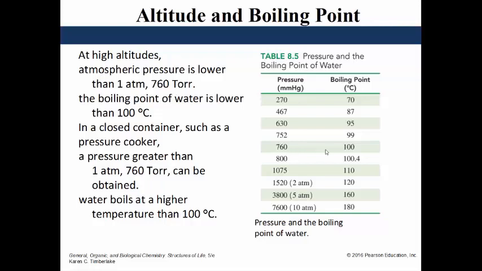The normal sea level here, 760 millimeters of mercury, which is equal to 1 atmosphere. Water will boil at 100 degrees Celsius. The higher in elevation you get, the lower the air pressure gets. So let's say you're down here. So instead of being at 760 millimeters of mercury, down to say 270, the boiling point of water is now 70 degrees Celsius, not 100.